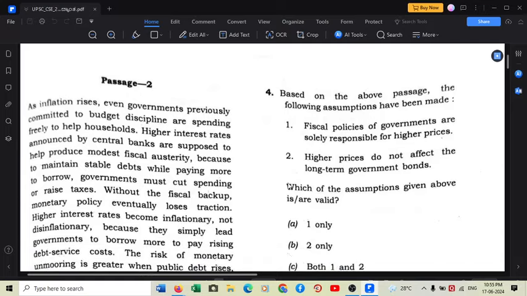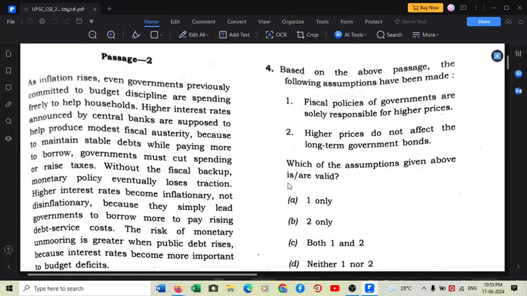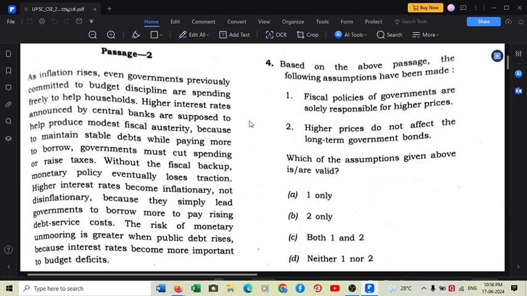Okay, so moving to another passage. Passage number 2 is about the economy. As inflation rises, inflation is महंगाई, or products and services becoming costlier in an economy, right? So as inflation rises, even governments previously committed to budget discipline are spending freely to help households. Higher interest rates announced by central banks are supposed to help produce modest fiscal austerity. Higher interest rates are meant to discourage loans by individuals and businesses.